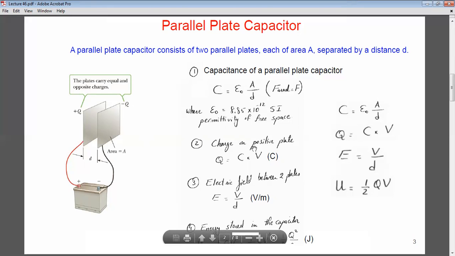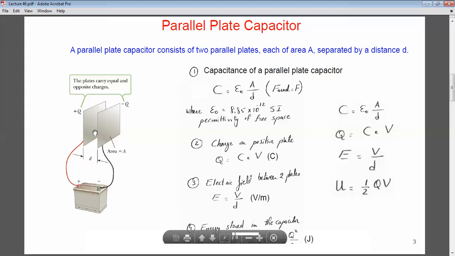Then we can talk about the charge on the positive plate, which is the Q. Q is C, which is the capacitance that we have just calculated, times V, which is the voltage across the battery. And because now we have positive on one plate, negative on the other plate, there will be a stream of electric field from the positive to the negative. Okay, so there will be an electric field.